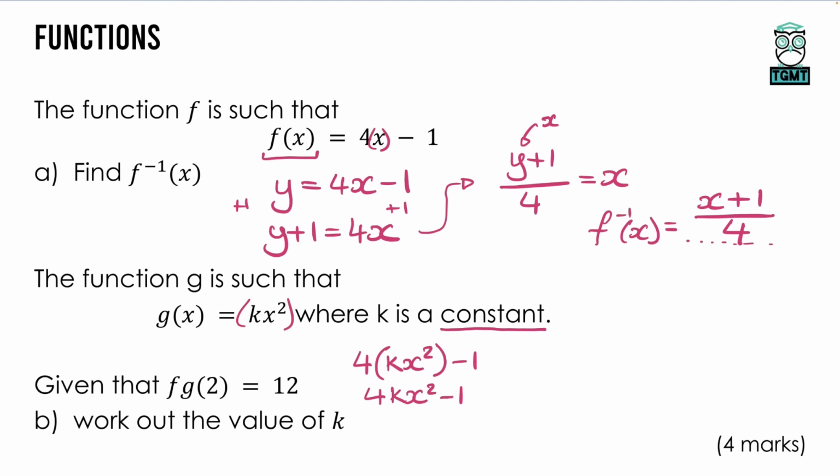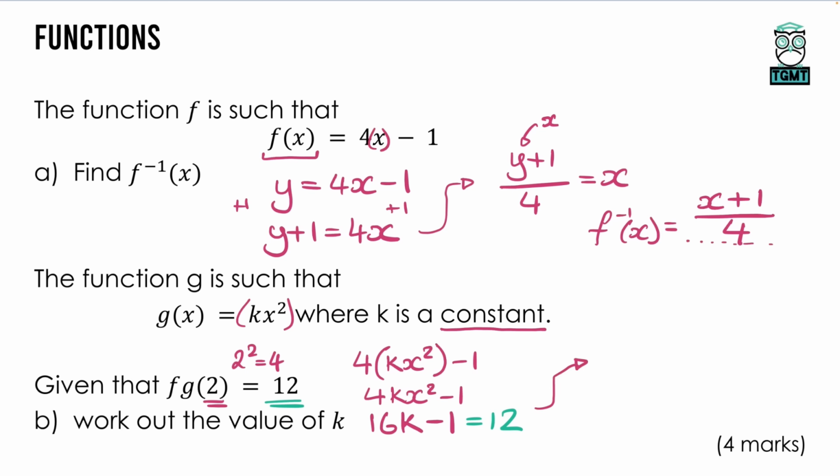And now it wants us to put 2 into that function. Now 2 goes in place of the x, and 2 squared is equal to 4. So we have 4 times k times 4. Well, let's just do the 4 times 4, so that would be 16k minus 1. And it tells us that that is equal to 12, so we would write equals 12. And now we have an equation that we can solve.